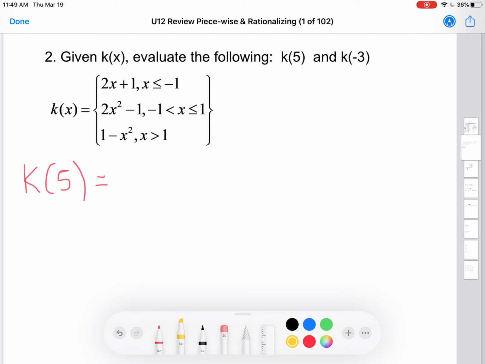So the domain for the first one is x is less than or equal to negative 1. Next one is x is greater than negative 1, less than or equal to 1. But here it is right here, right? 5 would fall in the domain of x is greater than 1. So we'll throw that in. 1 minus 5 squared. So k of 5 is equal to negative 24.